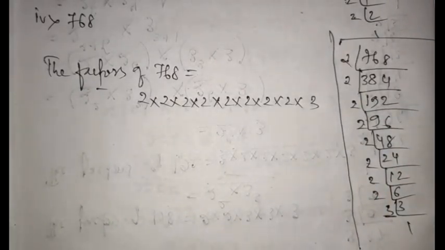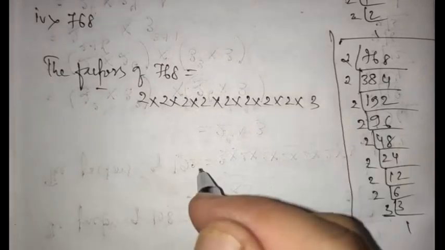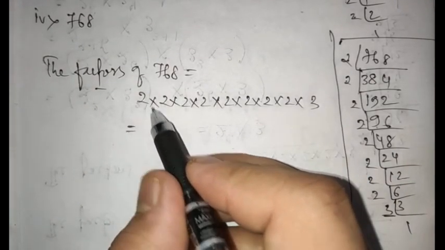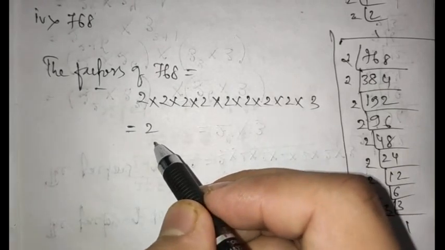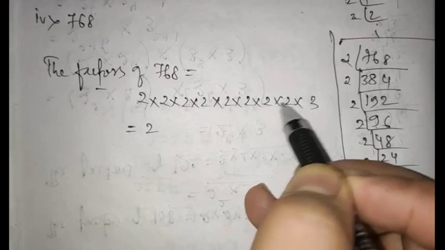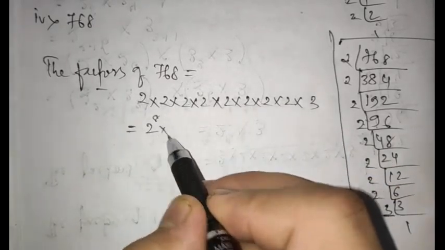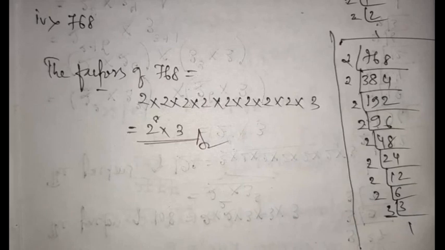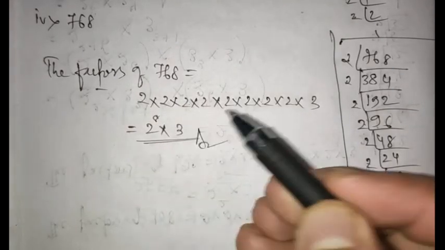What I have done here, I have just done the LCM, right? And I have taken the factors of this. So this is the only way to take out the factors. So how many times is 2 repeated? 8 times. 1 2 3 4 5 6 7 8 times. So 2 to the power 8 into 3. So this is the answer. So the prime factors of 768 is 2 to the power 8 into 3. Alright, I hope you understood this.